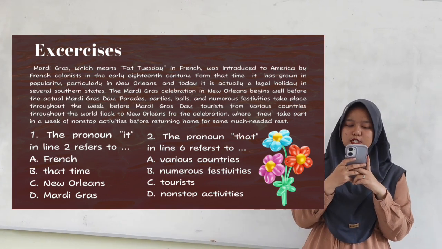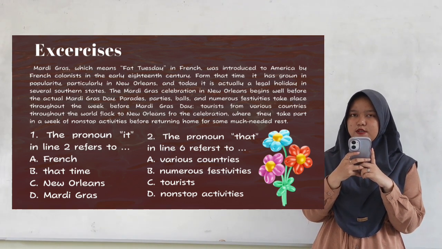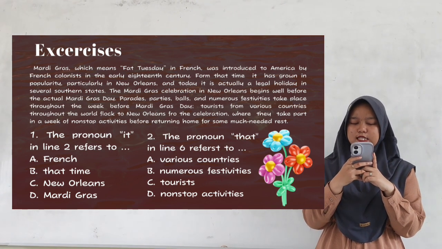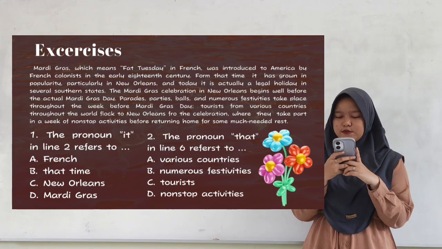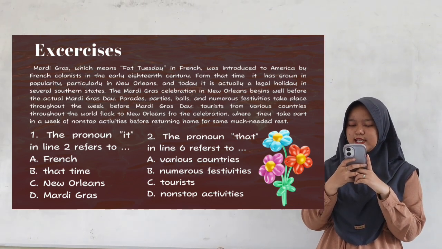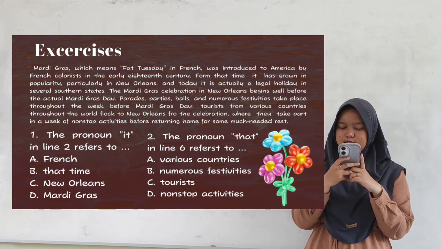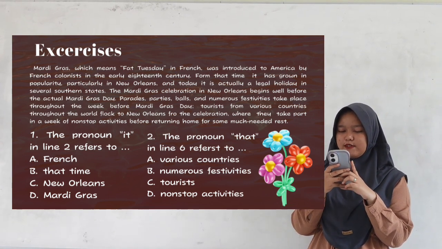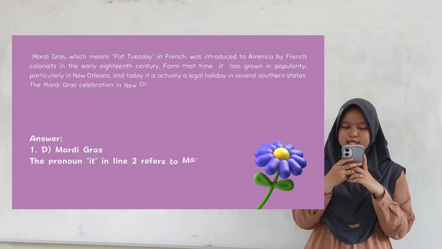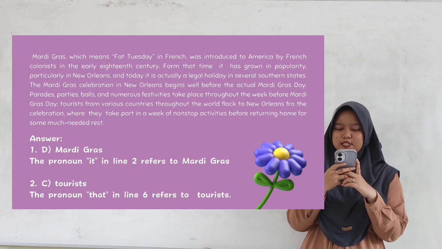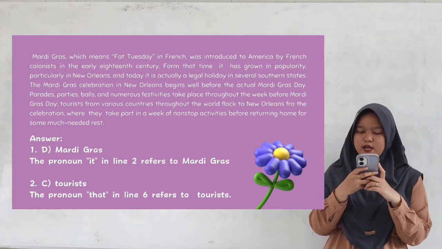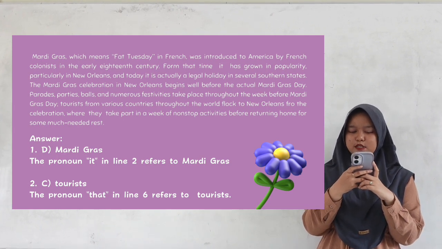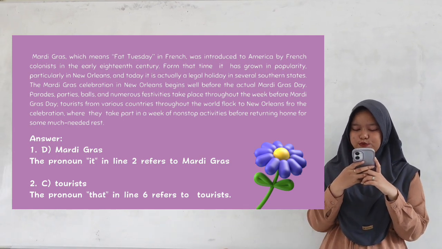Number one: the pronoun it in line two refers to A, French; B, that time; C, New Orleans; D, Mardi Gras. And two: the pronoun they in line six refers to A, various countries; B, numerous festivities; C, tourists; D, non-stop activities. The answer to number one is D, Mardi Gras. The pronoun it in line two refers to Mardi Gras. Then number two, C, tourists. The pronoun they in line six refers to tourists.